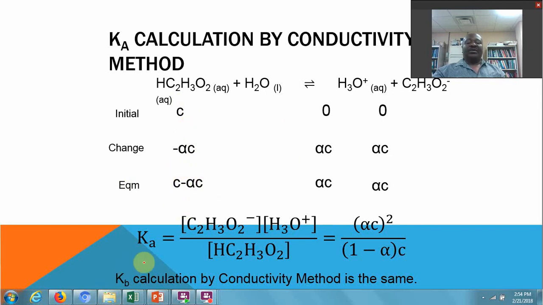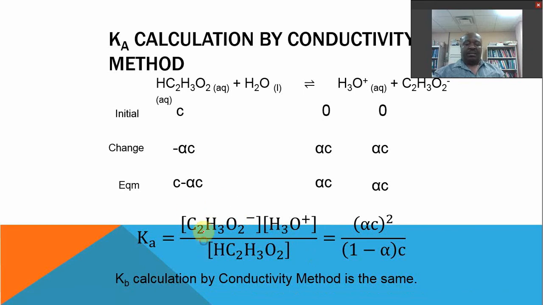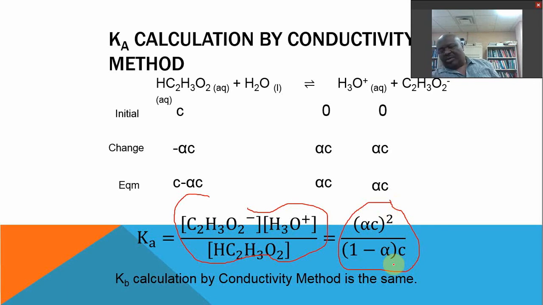If you enforce the definition of the equilibrium constant, Ka, you know it to be this, and you end up with this. We'll know what the concentration C is. If we can find what alpha is, we can calculate the equilibrium constant using conductivity. Great.